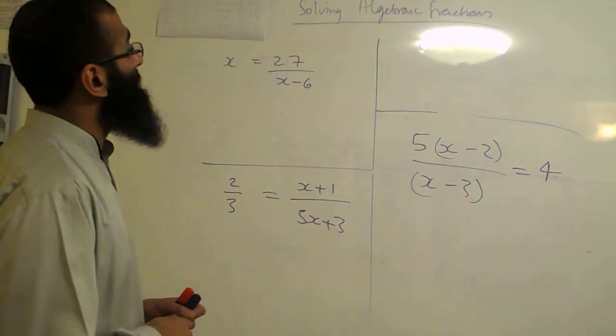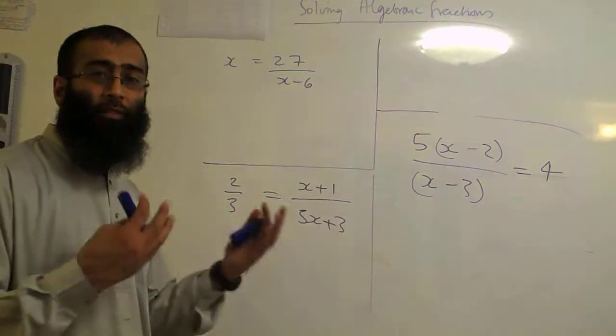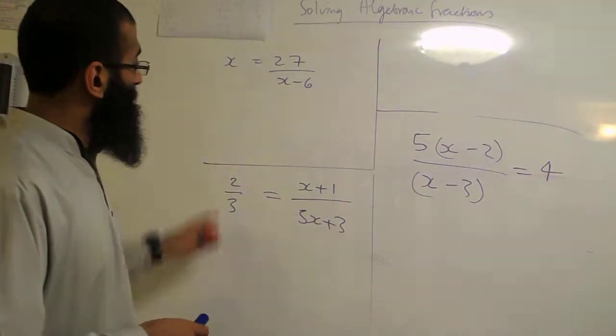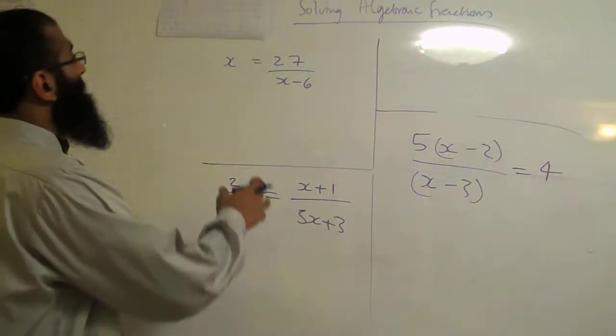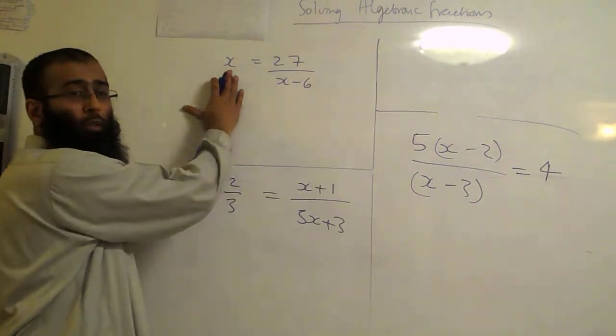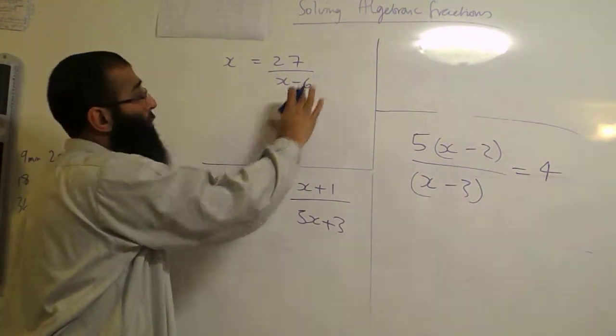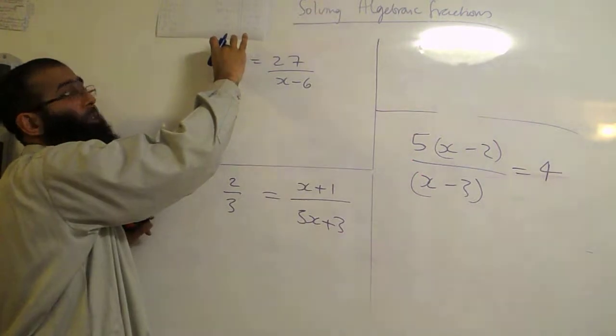Last lesson was on solving algebraic fractions. Now we're looking at a different style of question in this video. Hopefully we'll try to do 3 questions in this video in the next 5 minutes. So we have x on the left hand side, we also have x in the bottom as well. So we have a fraction and a separate item.